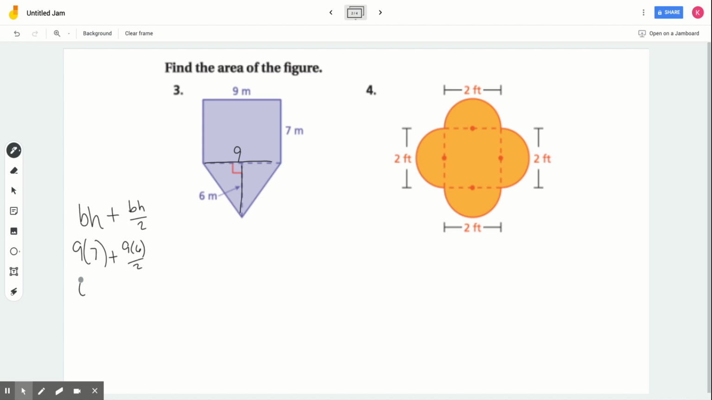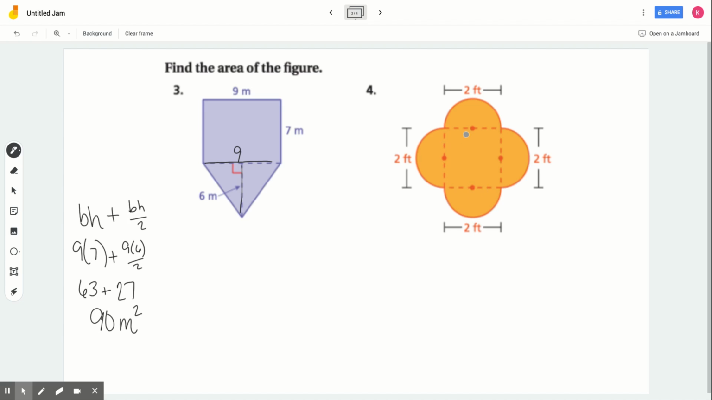So 9 times 7 is 63. 9 times 6 is 54, divided by 2 is 27. And I can add 63 and 27 to end up with 90 meters squared for my answer.